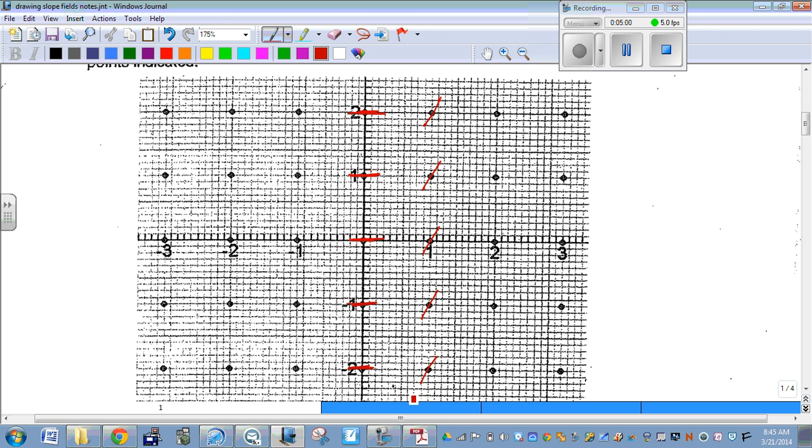Now, on the other side, when x is negative 1, the slope was negative 2. So we're going to go down 2 over 1, up 2, left 1. So pretty similar over here, just flipped around.